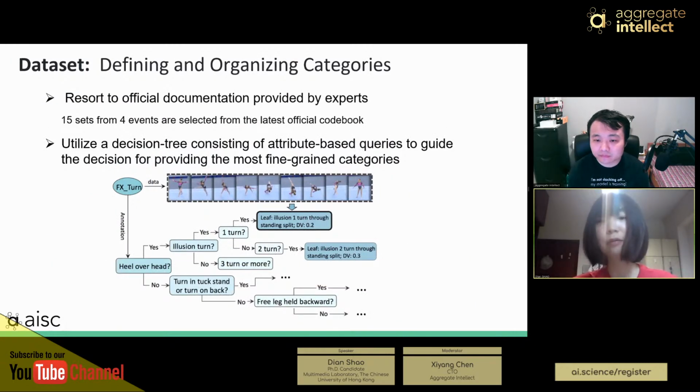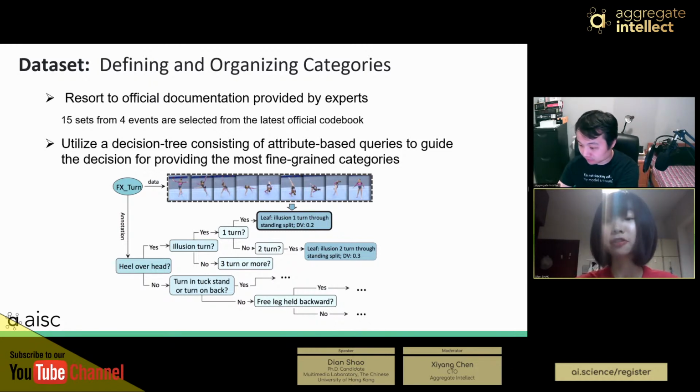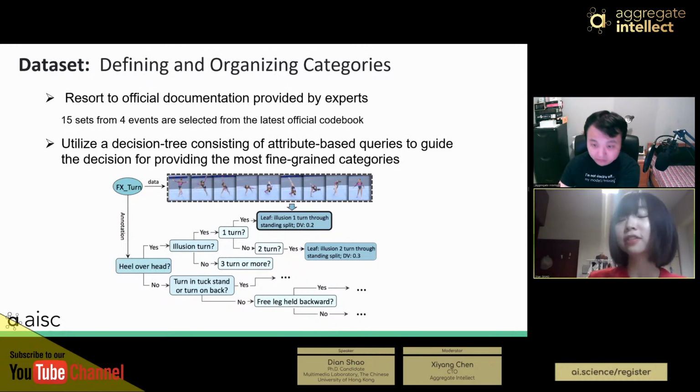Okay, in this slide, I will elaborate a little on how we solve the problem of defining and organizing such a complex category system. The first important point is that we resort to a official documentation provided by the International Gymnastics Federation. We select 15 sets from 4 events from the latest codebook and did some modifications for the convenience of action understanding.